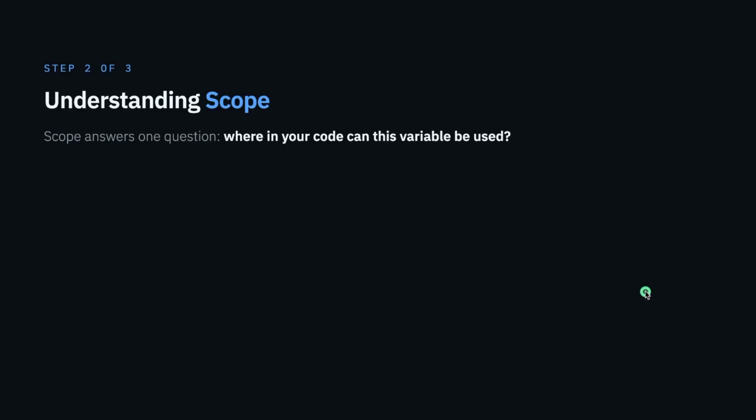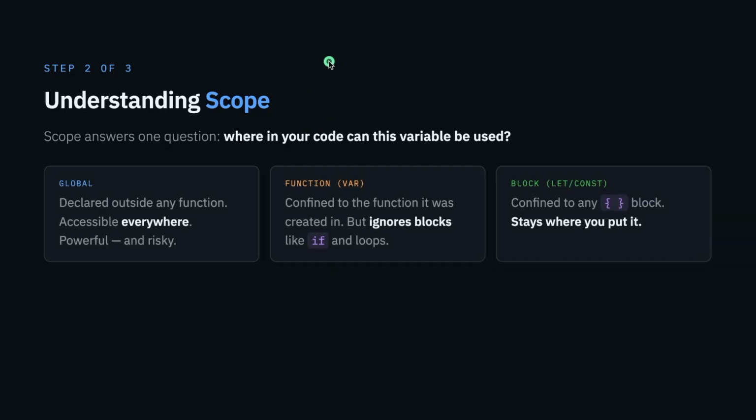Let's now understand scope. Scope answers one question: where in your code can this variable be used? So you have a variable that you have declared somewhere. Scope answers the question, where else in the code can you access this variable? There are three different types of scope. The first one is global. Variables declared outside of functions are accessible everywhere within the file. This makes them powerful, since you can access them anywhere, but it also makes them risky because you can accidentally change the value of that variable anywhere in the file.